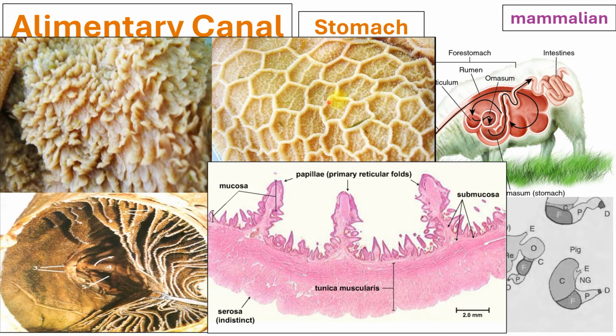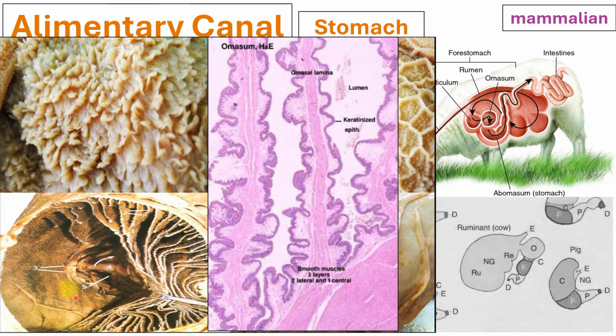For the reticulum, which has a honeycomb structure grossly, we would have papillae as well, but this time you would have primary and then secondary reticular folds or crests. In the case of the reticulum, you would also have the presence of a muscularis mucosae component at the tip of every primary papilla. And then still you would have your tunica muscularis here.